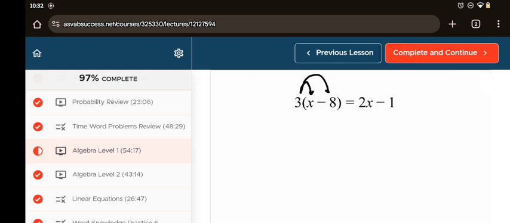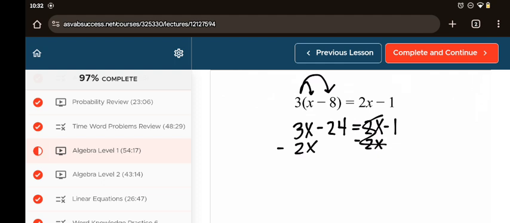So what we do first is we distribute that 3, right? So 3 times x is 3x. 3 times negative 8 is negative 24. Bring down everything else. Then I'm going to minus 2x because I want everything on one side of the equal sign. So 3 minus 2 is 1. And remember, 1s are invisible. x minus 24 equals negative 1.